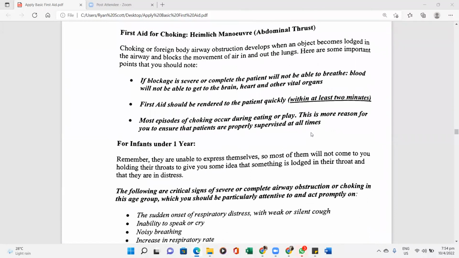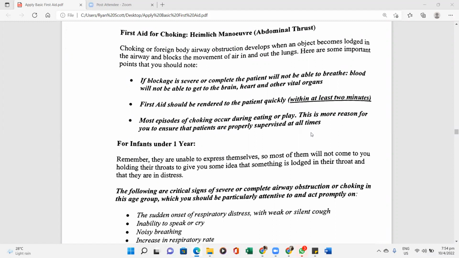All right, first aid for choking, the Heimlich maneuver. Everybody knows about the Heimlich maneuver. You see it in the movies all the time. So it's most times when persons are choking that you would do it. If the blockage is severe and complete, the patient will not be able to breathe. The blood will not be able to get to the brain, heart, and other vital organs.